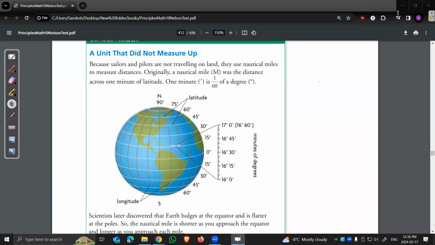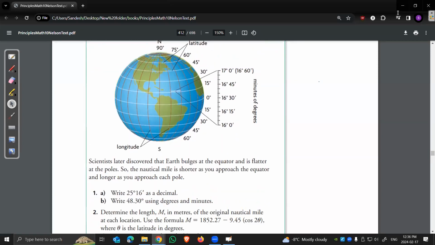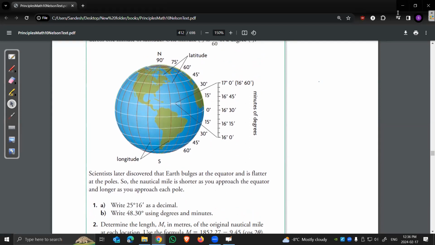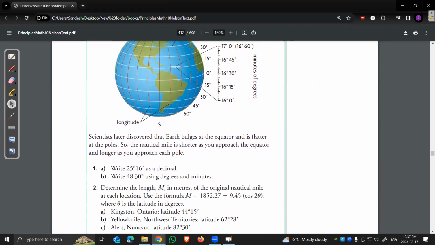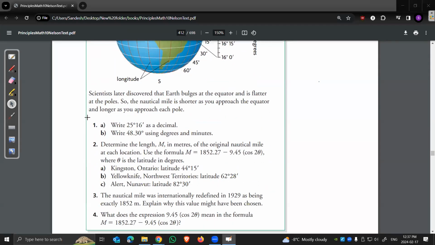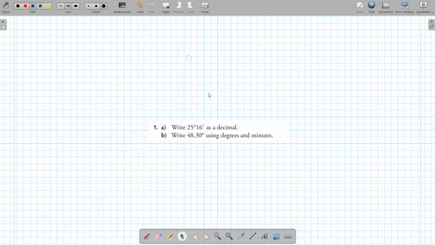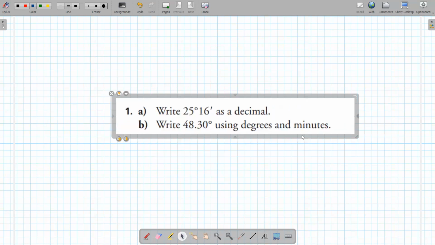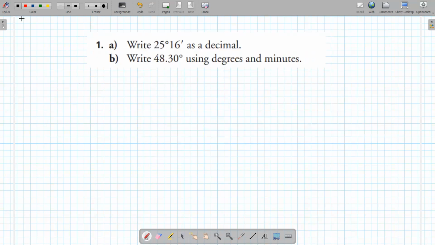And that's what came up here. That's what I was trying to say. So latitude is horizontal, longitude is up, down. And we can denote degrees in minutes and seconds. Well, I'll show you in this question.